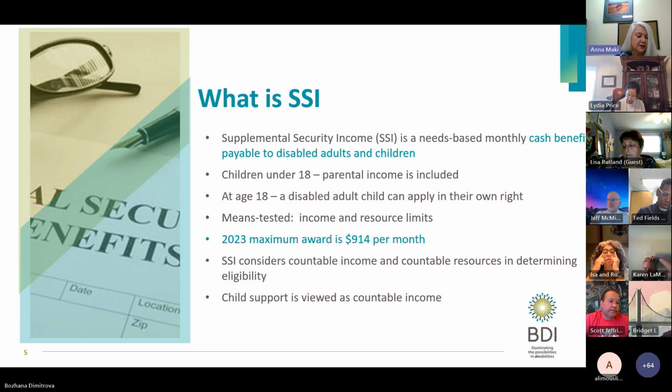If you're awarded, the maximum amount of SSI is going to be $914 per month. Generally, when individuals are awarded, there's going to be one-third taken off the top of that award. But we'll talk about that in just a little bit, about how you can rebut that in-kind support and maintenance reduction. Next slide, please.